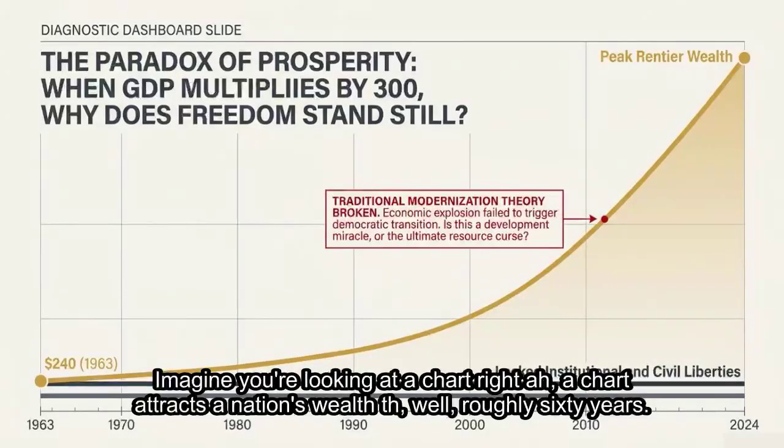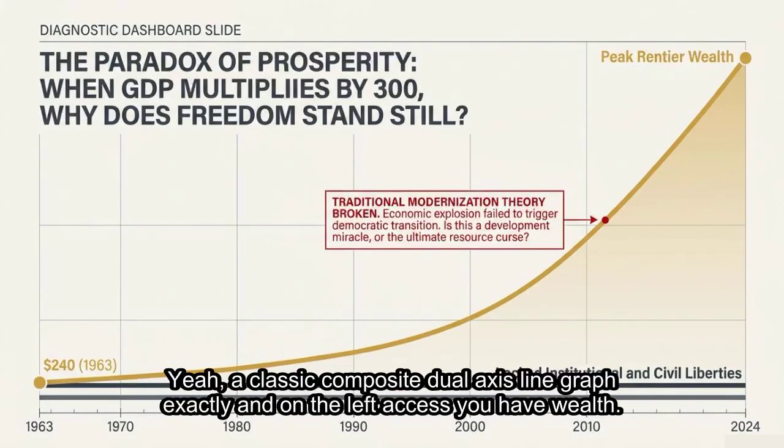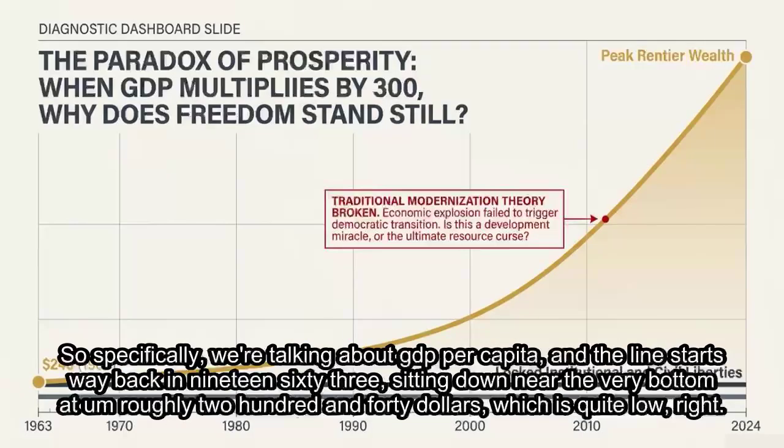Imagine you're looking at a chart, right? A chart that tracks a nation's wealth over, well, roughly 60 years. Yeah, classic composite dual-axis line graph. Exactly. And on the left axis, you have wealth. So specifically, we're talking about GDP per capita.